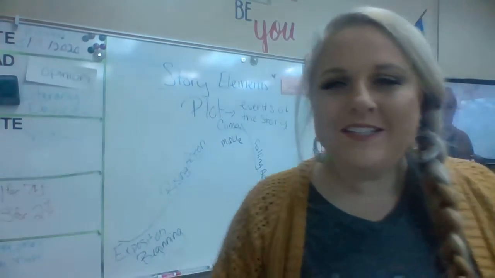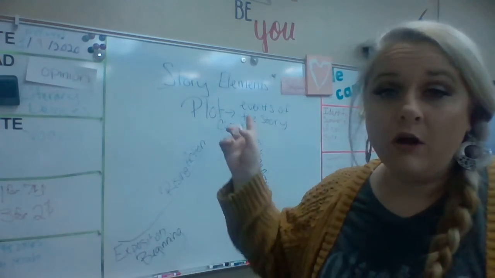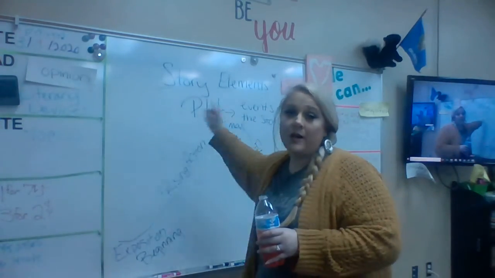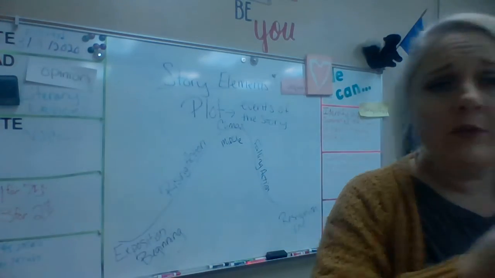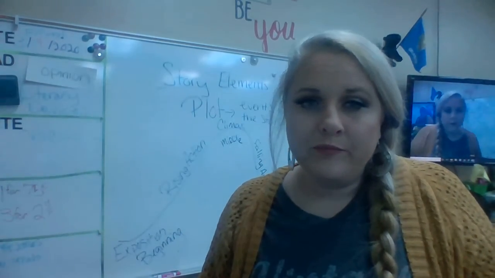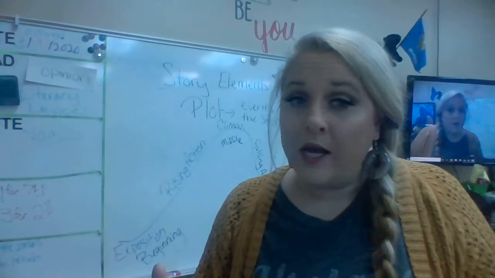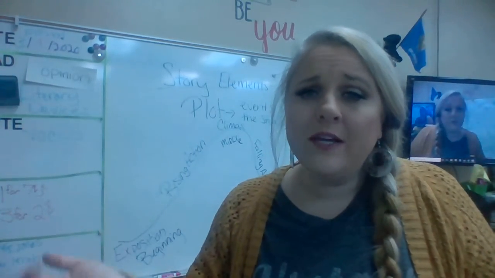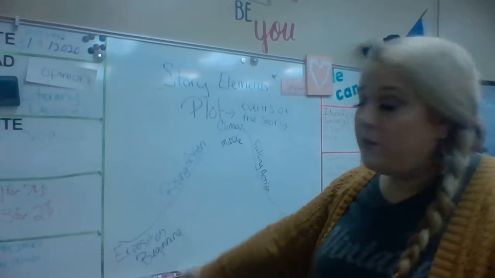Let's talk about another story element that you're going to be learning about in your next lesson, called plot. You guys know plot. Remember, plot is just a fancy way of saying what are the events of the story. You have to tell the events in the order they happened, the sequence. You cannot tell them out of order. So we're talking about the plot: what are the events of the story? Remember our plot roller coaster or our plot mountain.